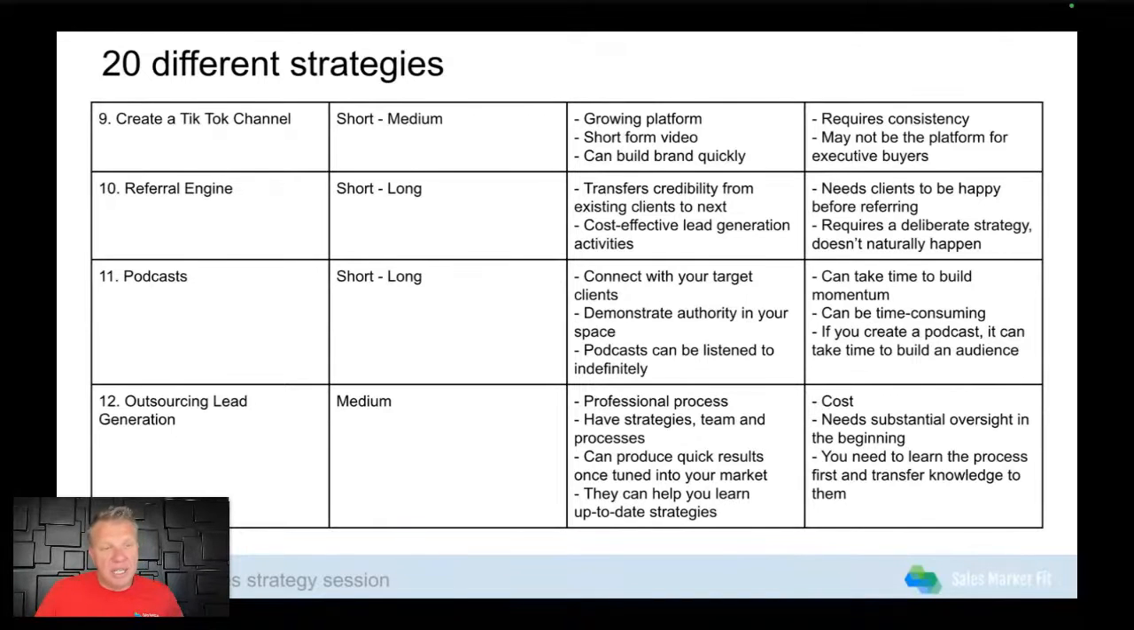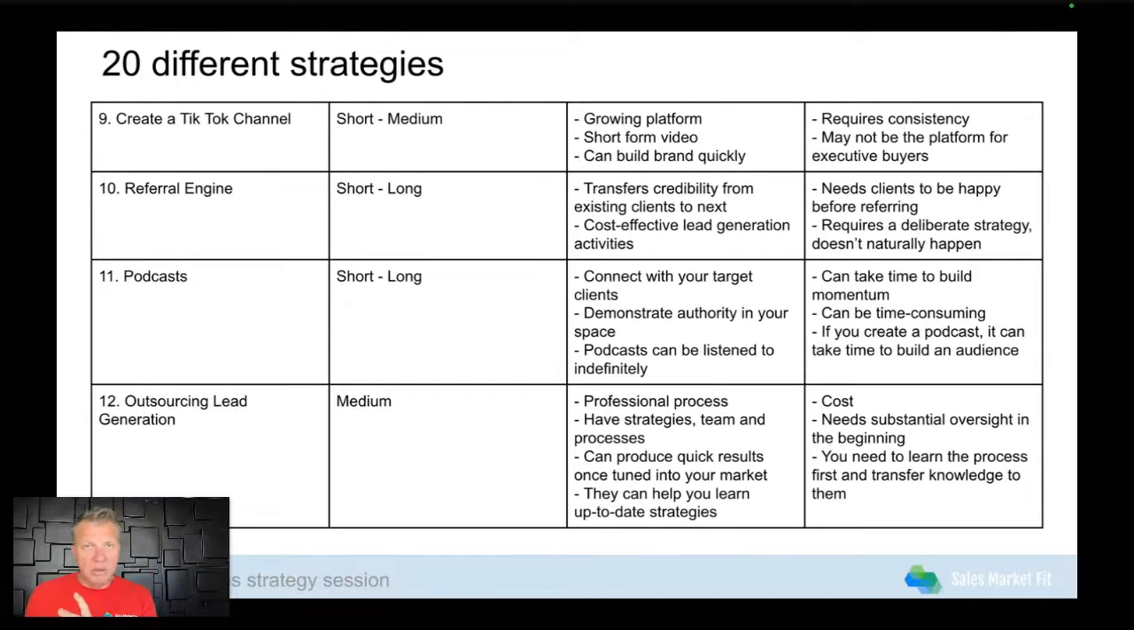Now, outsourcing lead generation seems like a really good idea for people who are not strong in sales, like a technical founder. It is true there's some really strong advantages. You have a professional process that you can learn from, which is really good. They have the strategies and the team in place. They can produce quick results once tuned into your market, and they can help you learn up-to-date strategies. So those are all the positives that you can learn from a lead generation company.